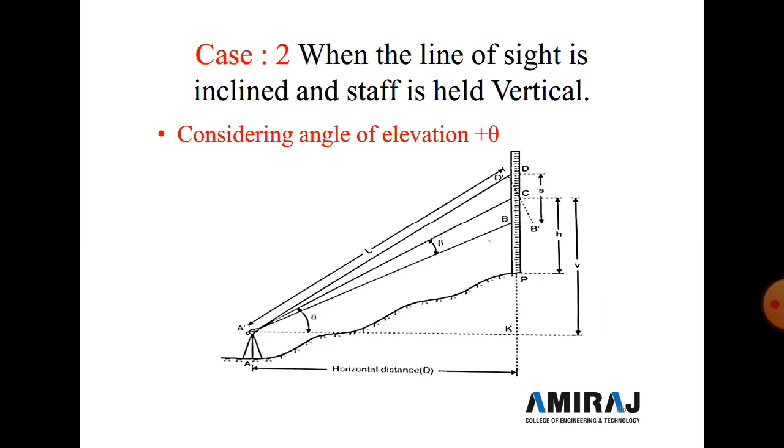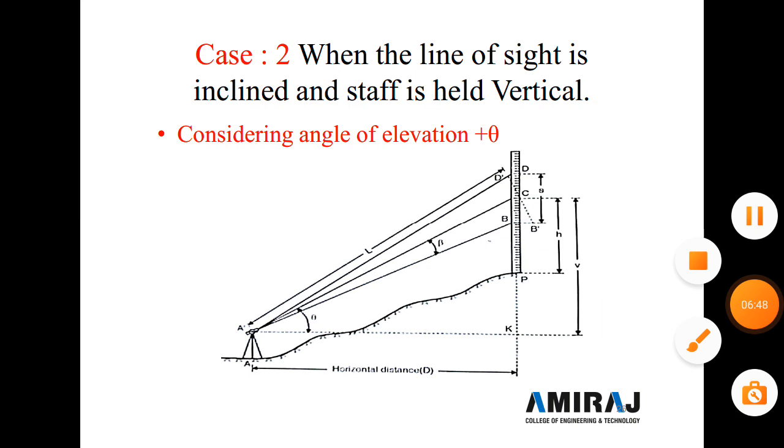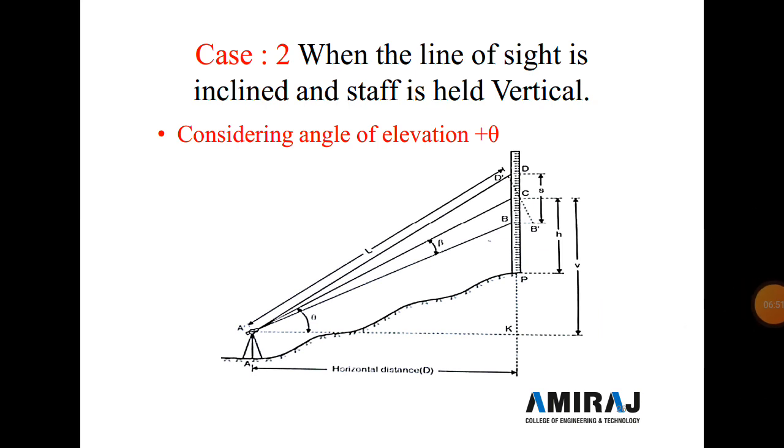Now we start case number 2. In case number 2, we consider when the line of sight is inclined and staff is vertical. So the line of sight is inclined, and inclined is divided into two parts, positive and negative. A positive angle shows elevation, and a negative angle shows depression. See this positive theta. So here the angle is positive: from the horizontal line of sight to the central hair, the angle is plus theta, and the staff is held vertically on any point.